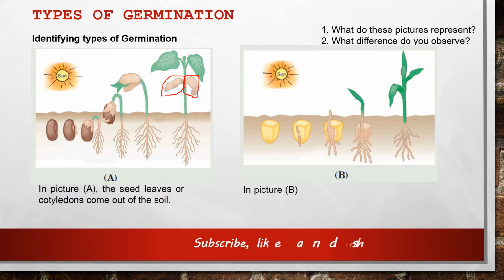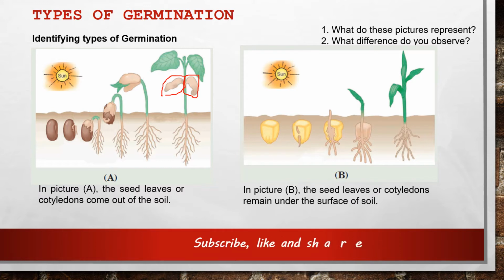While in picture B, the seed leaves or cotyledons remain under the surface of the soil. As you can see here, the cotyledons remain under the surface of the soil. They didn't come out of the soil, they remain in the soil. So when the seedlings grow, you can't see the cotyledons out of the soil. They are always under the soil. While in picture A, the cotyledons have come out with the other parts of the young plant.